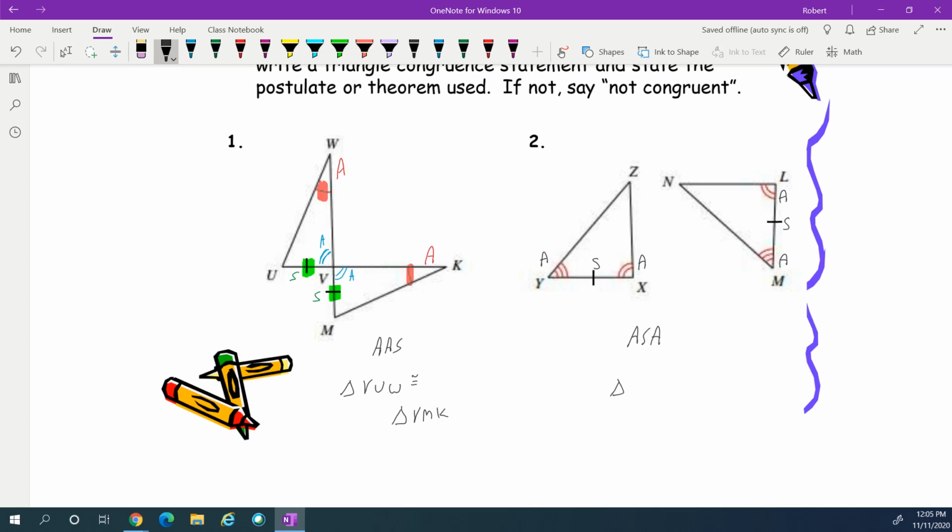So I might do triangle, I'm going to go 1, 2, 3. So Z, X, Y. And I'm going to match that with 1, 2, 3, NLM. Now the 1's not written in, but the 2 and the 3 are. So call the other one 1.